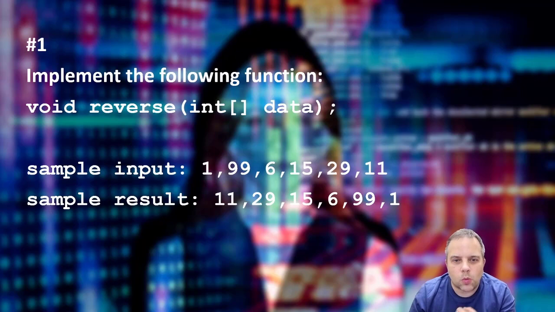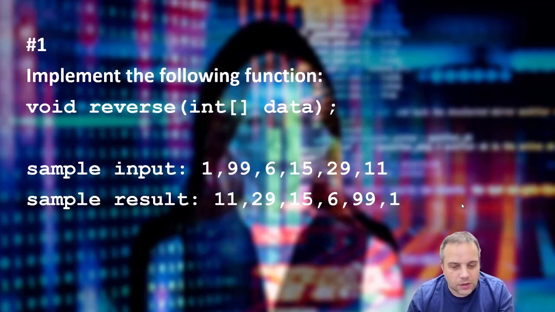Okay, question 1. Implement the following function. It's a void called reverse, and it takes an integer array called data. We're passing in 1, 99, 6, 15, 29 and 11, and we want them to write a function which returns the results in reverse order, so 11, 29, 15, 6, 99 and 1. It is surprising how many people struggle with this. There's many ways, always, to do things.